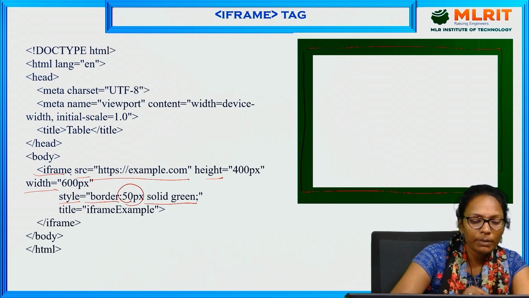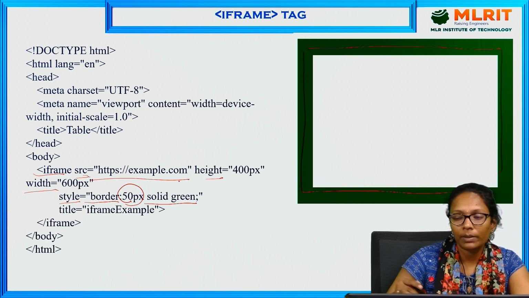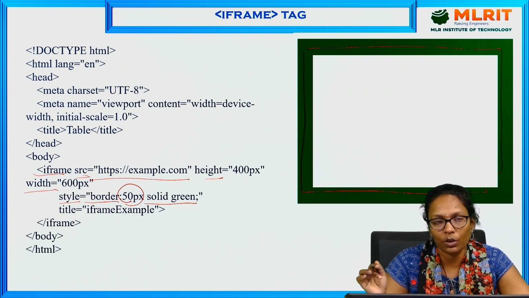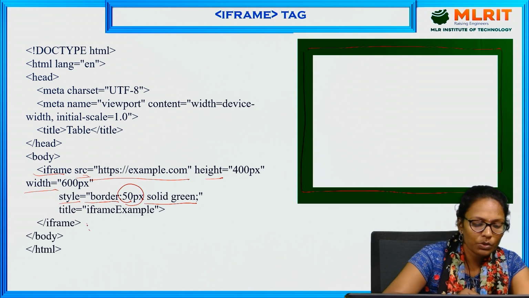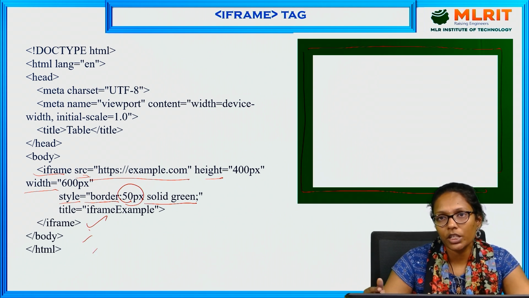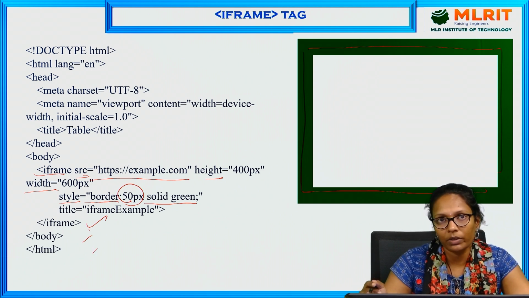Of course, I'm mentioning the source as example.com. Some website you need to give. If it is available, that will be displayed. Otherwise, that is not displayed. So that's all. I'm just closing the iframe and body tag. So here, along with the height and width, we are also mentioning the styles. With that styles, a border will be created here.